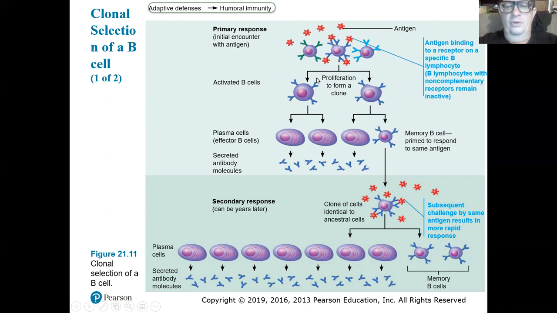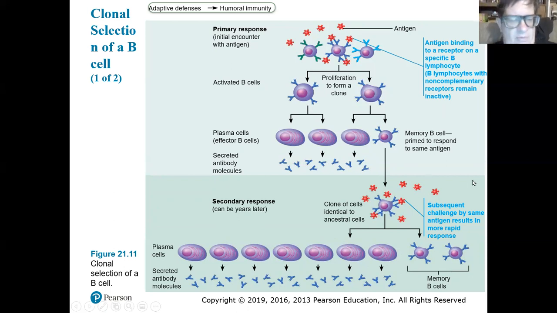The activated ones will be activated and they'll clone. And when they clone, most of them become plasma cells that create more of those antibodies while floating around. But some of them go on to be memory B cells that replace the activated memory B cell. So you can remember for the third or fourth time you're exposed to this, you'll always have some around. All right, subsequent exposure to the same antigen results in a more rapid response.